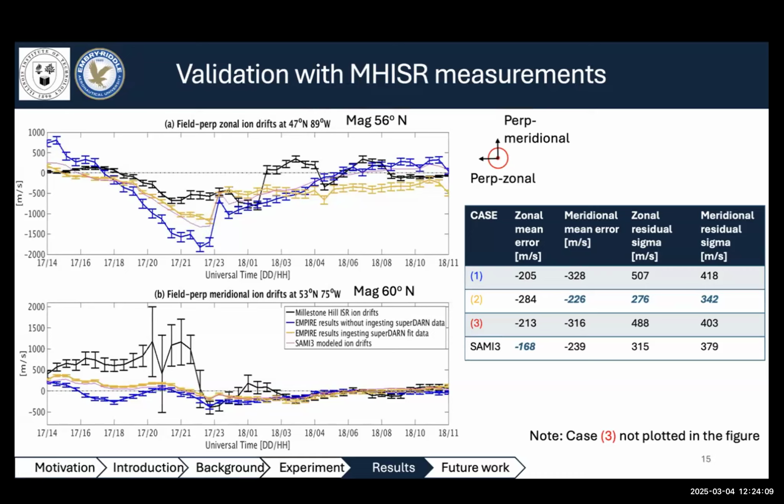As we can see, when EMPIRE ingests the fit data, it is closer to the measurements represented by the black line, and yields the smallest zonal mean and smallest meridional mean errors and residual sigmas in both directions. The model performs the best for the zonal mean direction. Case 3 is the worst case, which is only ingesting the grid data, and case 2 is the other best one among those 3 setups.